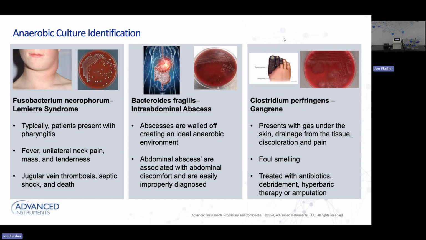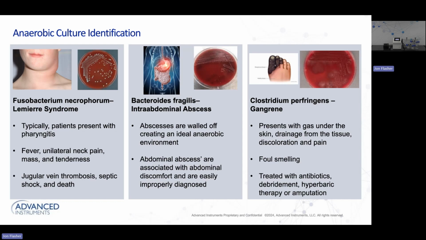Fusobacterium necrophorum causes Lemierre syndrome. It typically presents in patients with pharyngitis. They have a sore throat, and then it progresses into a more severe fever and unilateral neck pain. You get a mass, and it becomes really tender. You can see the mass in the picture of this patient, who is probably suffering from jugular vein thrombosis, and that could develop more severely into septic shock, which we know puts patients at risk of death. That's what Fusobacterium necrophorum looks like on that culture.